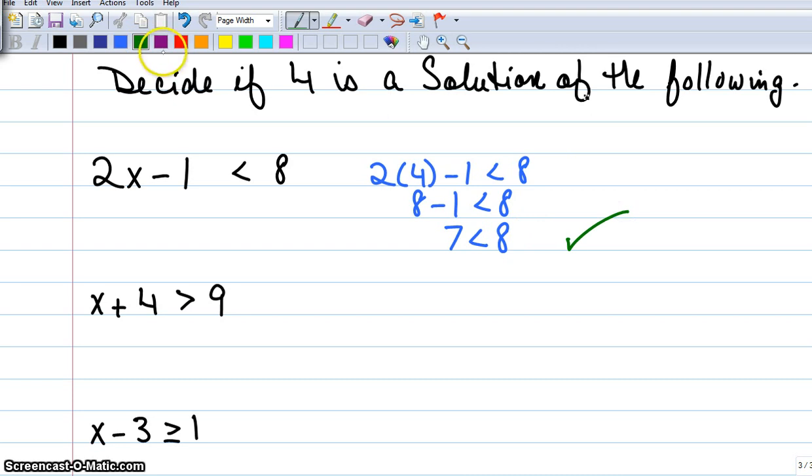Now let's look at another one. So now I have 4, so plug in 4 for x. So I have 4 plus 4 is greater than 9. Well, 4 plus 4 is going to give me 8. Is 8 greater than 9? No, so 4 is not a solution for that inequality.